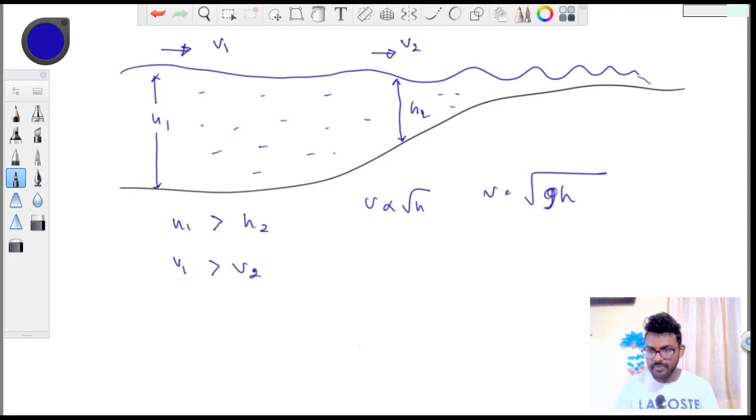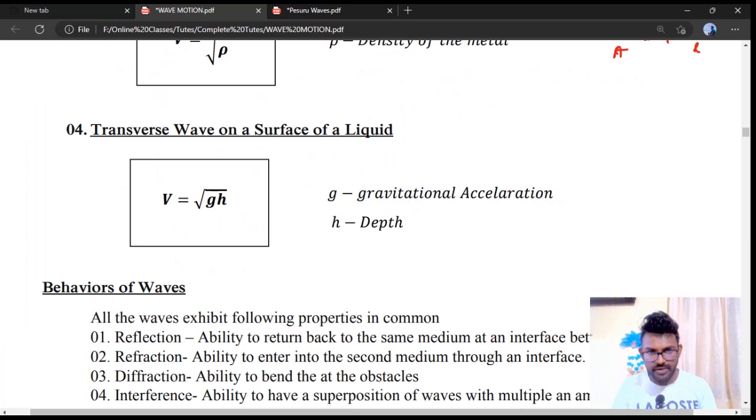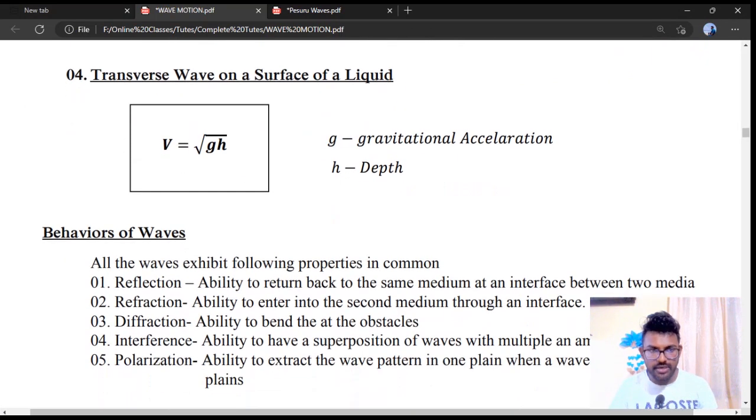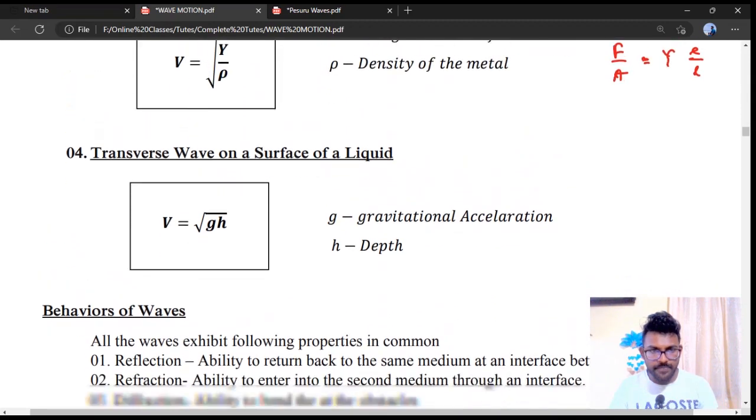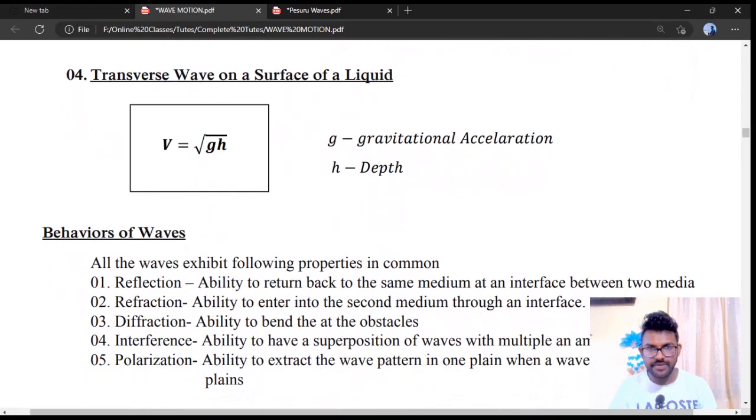Either way, we can get the velocity of a transverse wave, that means waves going like this, on any liquid surface to be root gh. All right, so we'll do a question on that as well.